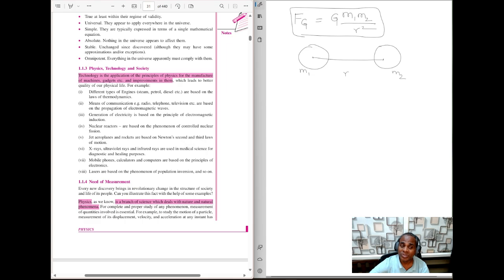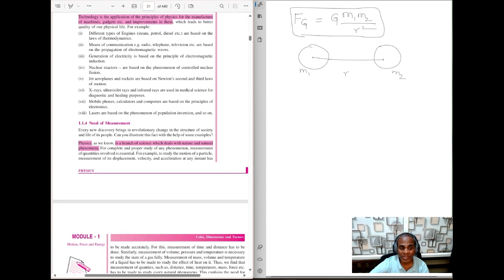Now let's understand about the need of measurement. We can think of physics as a branch of science which deals with nature and natural phenomena. And for the study of any such phenomena, let us say gravitation, we need to measure quantities that are involved. For example, in this case, when we discussed two objects separated in space, we talked about the individual mass of each of the objects and also the distance separating them. These are nothing but physical quantities and we need measurements. So the need for measurements.